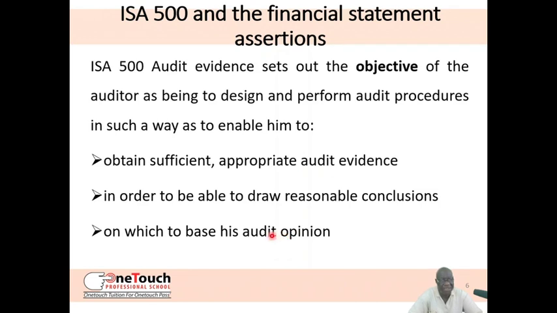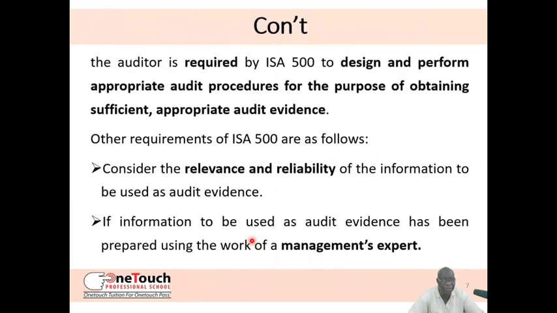So once you are able to obtain sufficient appropriate audit evidence, in order to be able to draw reasonable conclusions, then you can now put in your audit opinion. The auditor is required by ISA 500 to design and perform appropriate audit procedures for the purpose of obtaining sufficient appropriate audit evidence. Other requirements of ISA 500 are as follows.